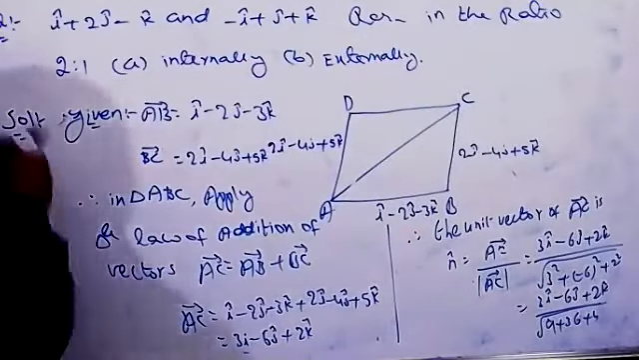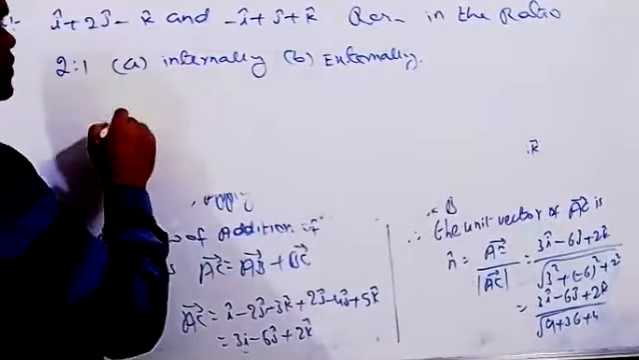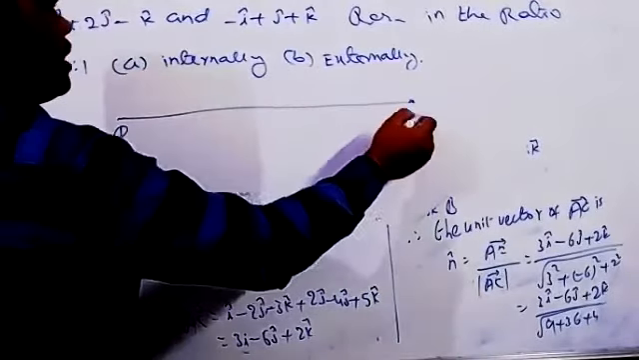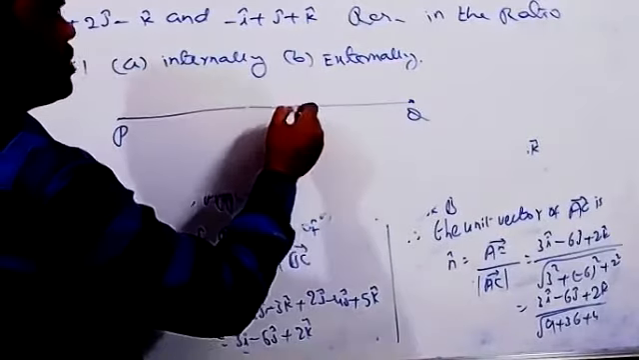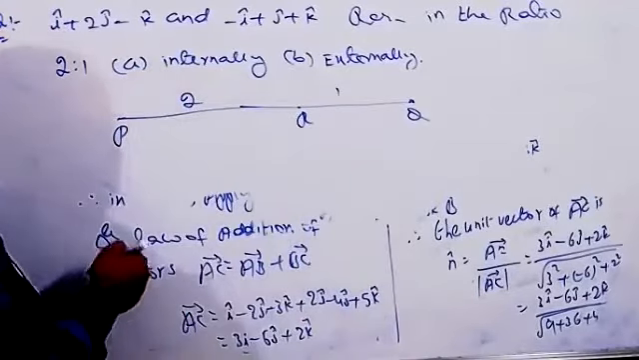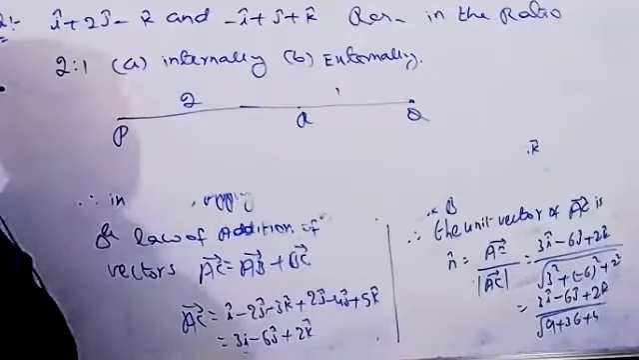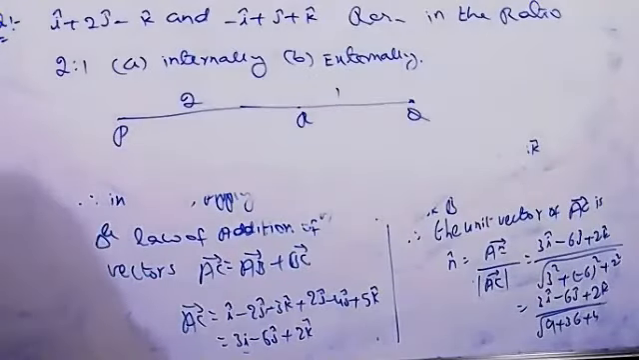So diagrammatically, you can take a small diagram here. This is P and this is Q. This is the R, okay, ratio 2 is to 1. The vector P is the first one and vector Q is the second one. Very easy, simple question. Start now, all of you.